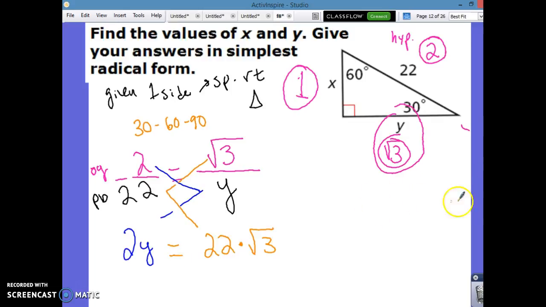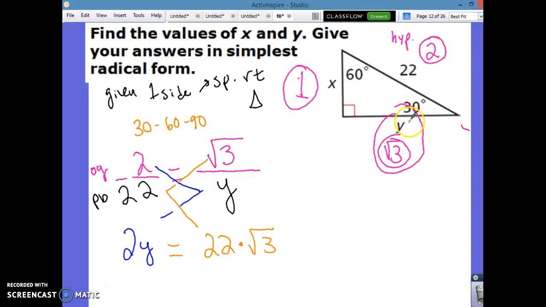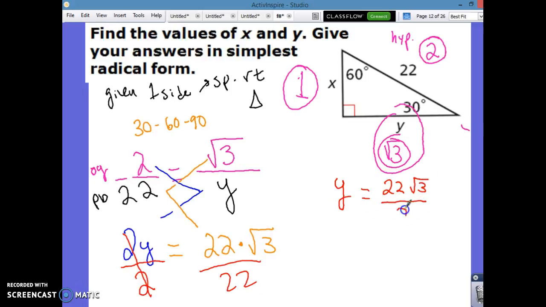Now we need to solve for y here. What can I do to get y all by itself? Anthony, what do you think I'm going to do to get y all by itself? Divide by 2. Excellent. Divide by 2. Because that's going to get y all by itself. So we get y equals 22 square roots of 3 divided by 2.